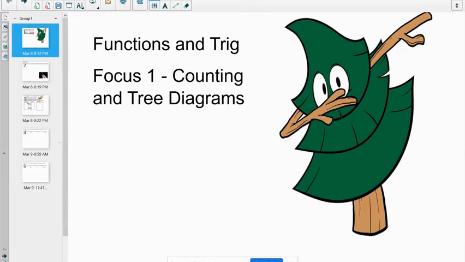So we learned this on Friday, our last day of class, but because it's been quite a while, we're going to do a little recap. And then you will also have day 2 in Monday's assignment. So we did tree diagrams. This is focus 1, or day 1.